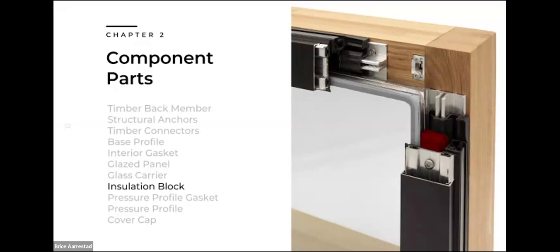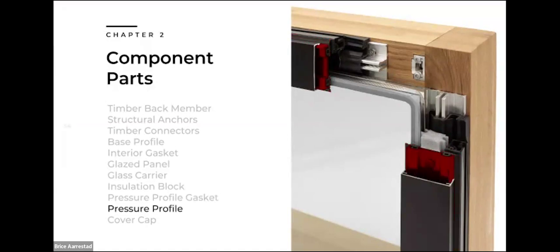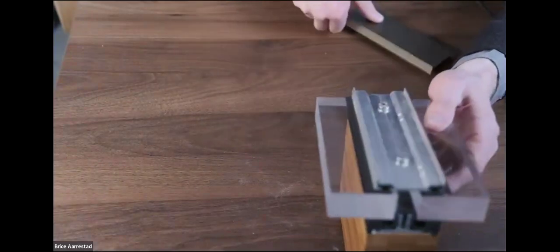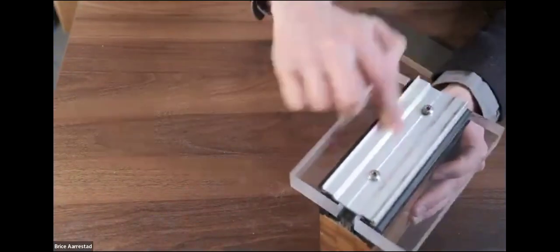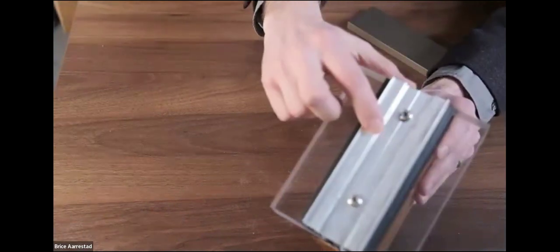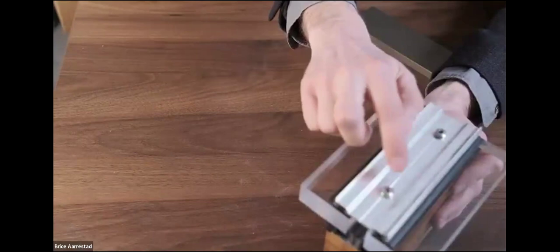Now we start to get to the exterior components. Starting with the pressure profile gasket, and these are EPDM gaskets that are friction fit into the pressure profile. So this is the aluminum extrusion that is basically clamping the glaze panel into the back member using screws. So if we go back to our sample here, if I take this off, we're seeing the cover, or sorry, the capture profile, pressure profile, and then it's being screwed into the base profile.